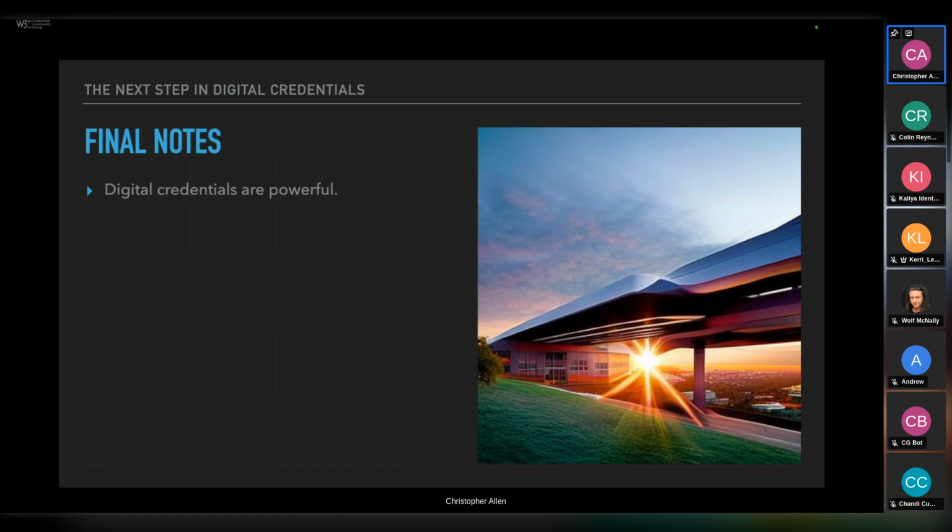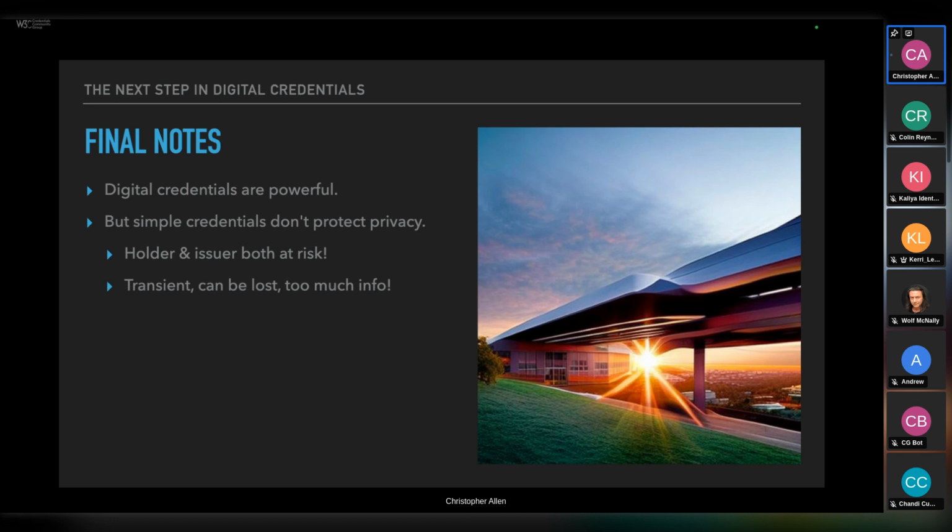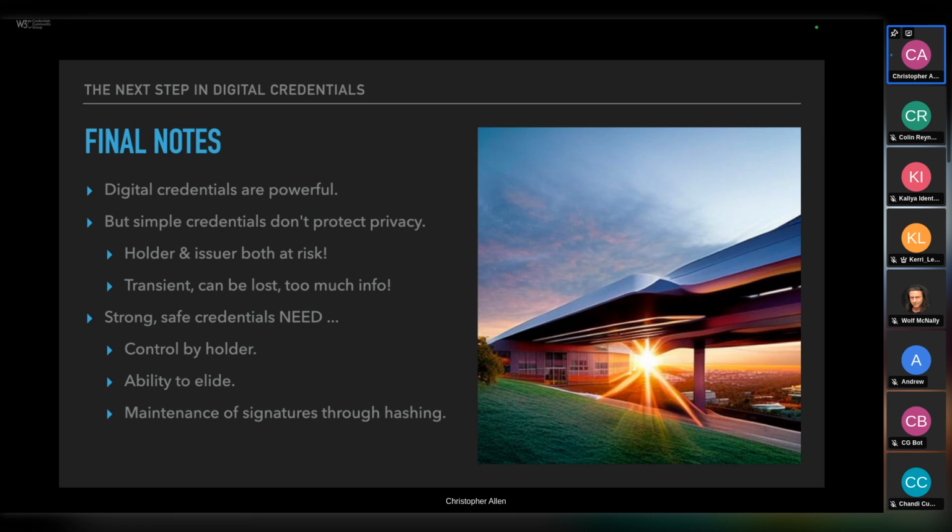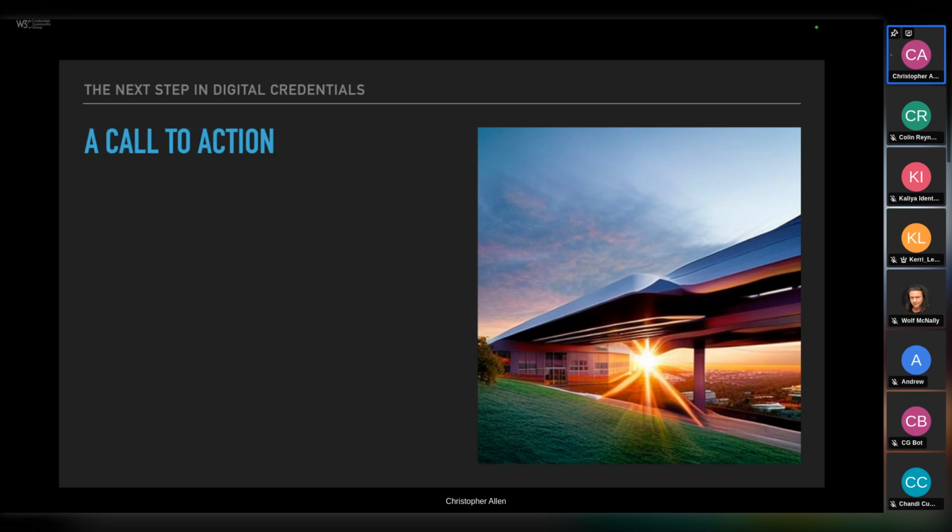Some final notes. Digital credentials are powerful. Simple credentials do not protect privacy. Both the holder and the issuer have risks. They're also transient, they can be lost, there's too much information. We need strong, safe credentials with control by the holder, the ability to elide, maintenance of signatures through hashing, and proofs for further data minimization.